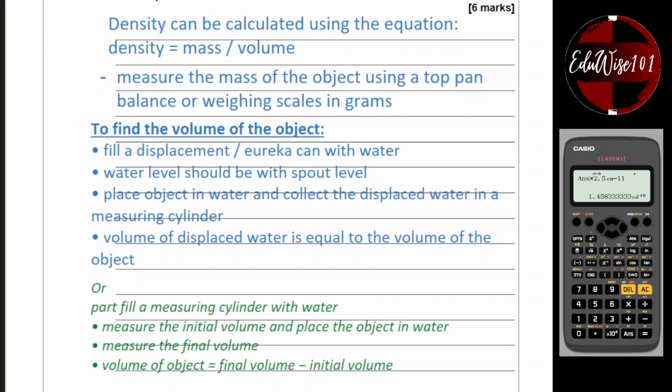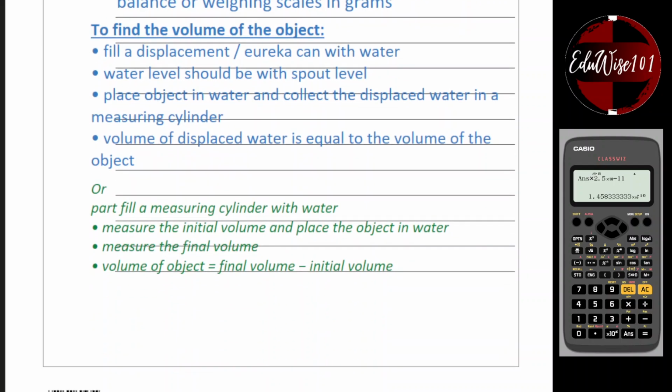So if it went from 10 to 15, the difference is 5 centimeter cube, which should be equal to the volume of the object. And that should give you the 6 marks.